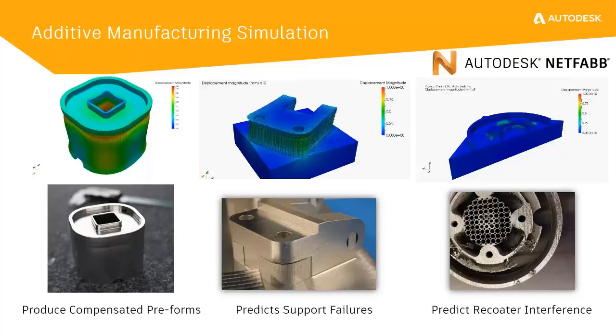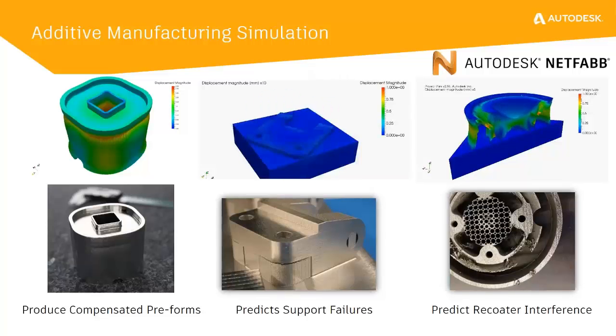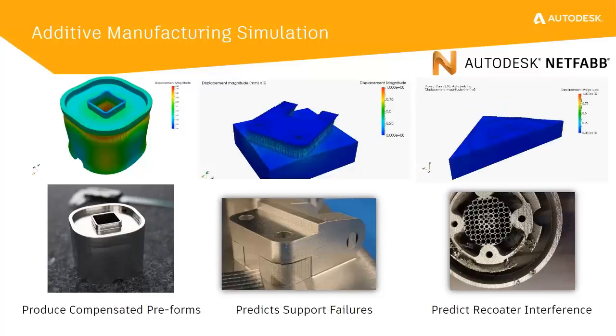There are a number of additional features that go along with the ability to predict the deformed shape of a part produced using additive manufacturing. Predicting support failures, recoater interference, and the ability to automatically create a compensated preform geometry are just a few ways that Autodesk NetFab can significantly reduce the number of design and production iterations for this additive process.